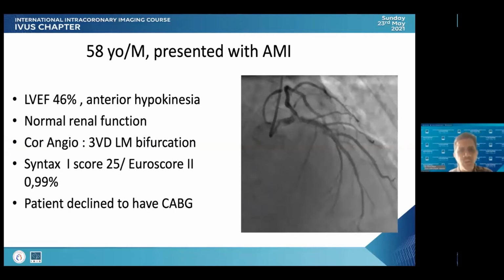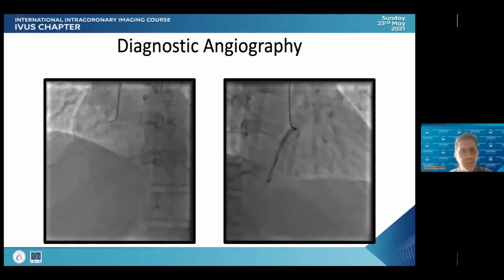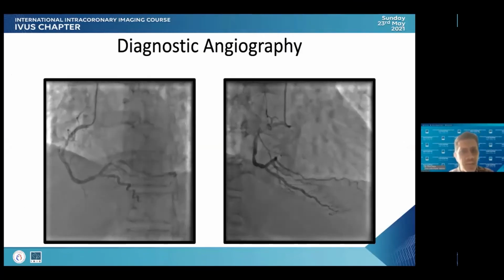Coronary angio showed triple vessel disease with left main bifurcation, and the SYNTAX score was 25, EuroSCORE 0.99. The patient was offered CABG, urgent CABG, but he declined. So we decided to do PCI. So this is the diagnostic angio.